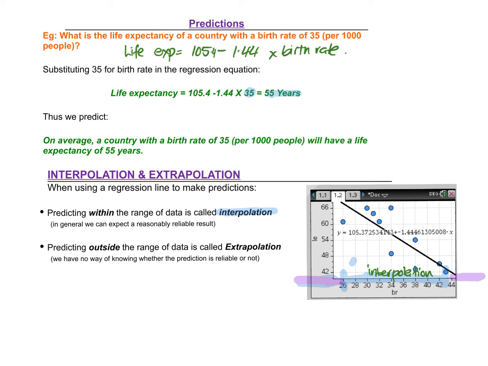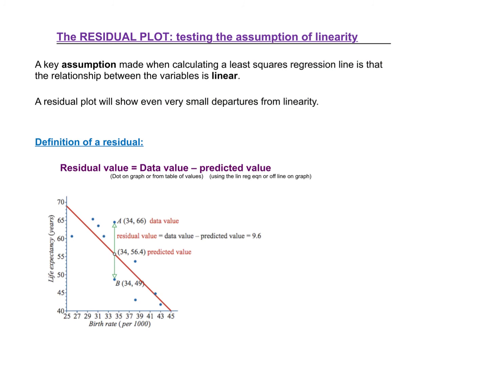You will just get asked, are you interpolating or extrapolating? So you have to look for your lowest and highest explanatory variable number. So it's the X values, okay? So then we're now up to a residual plot.